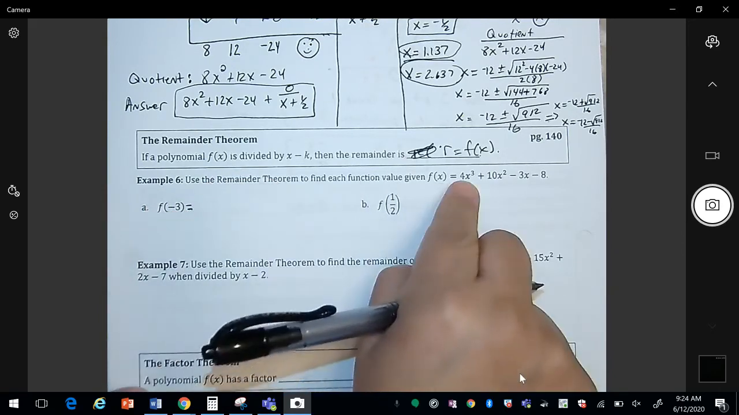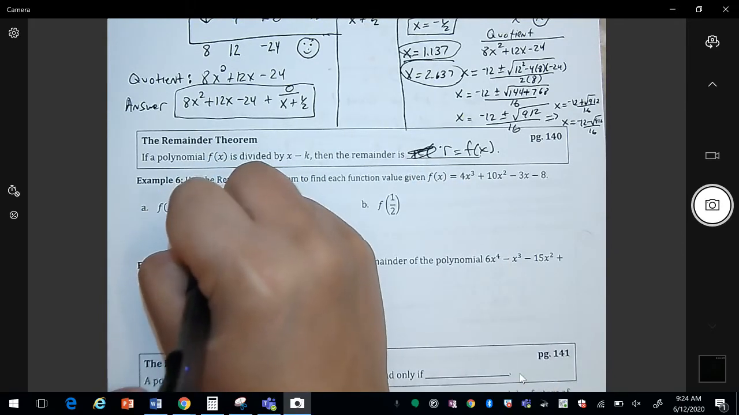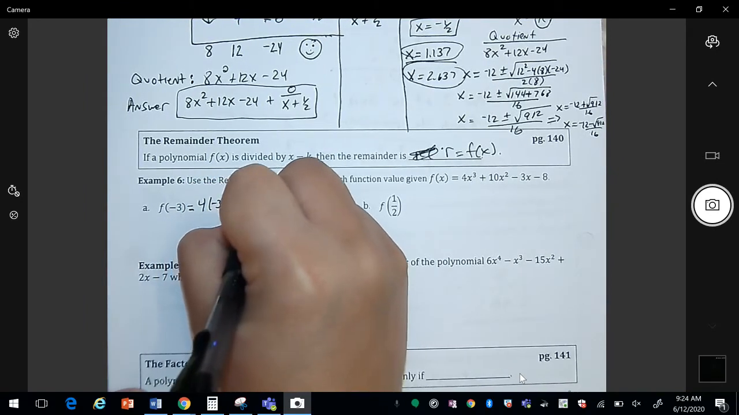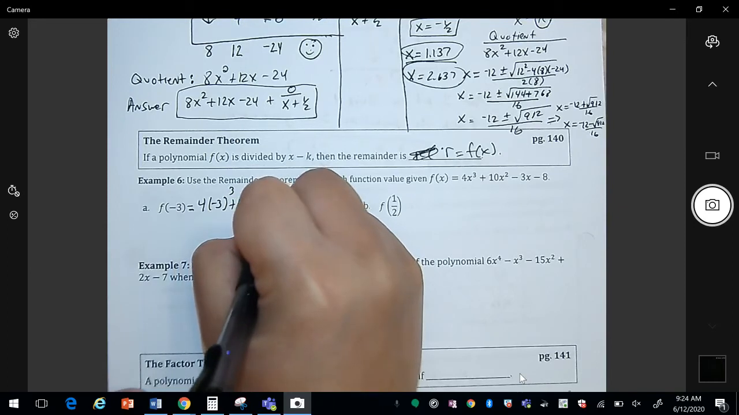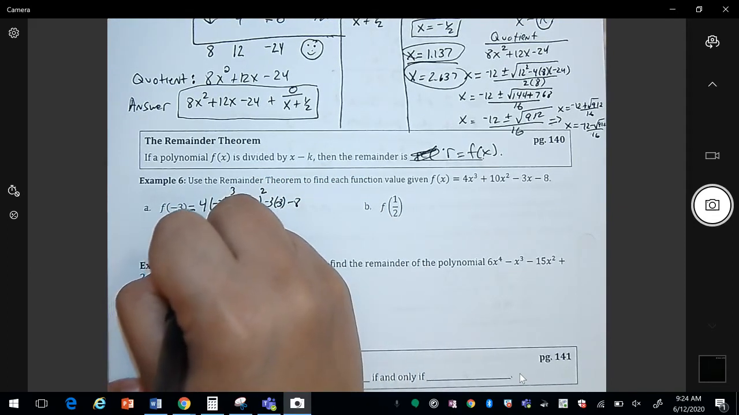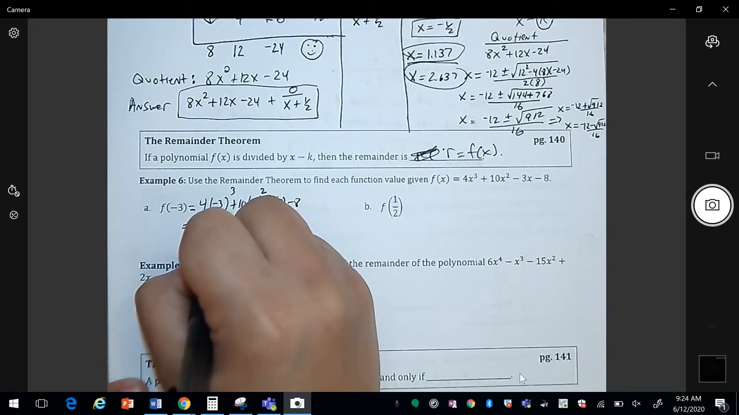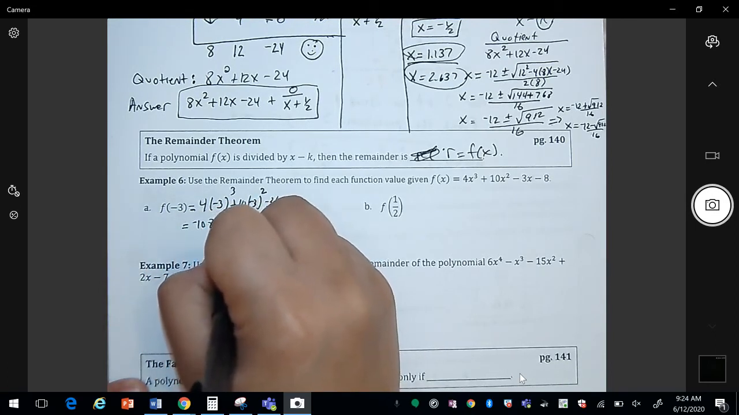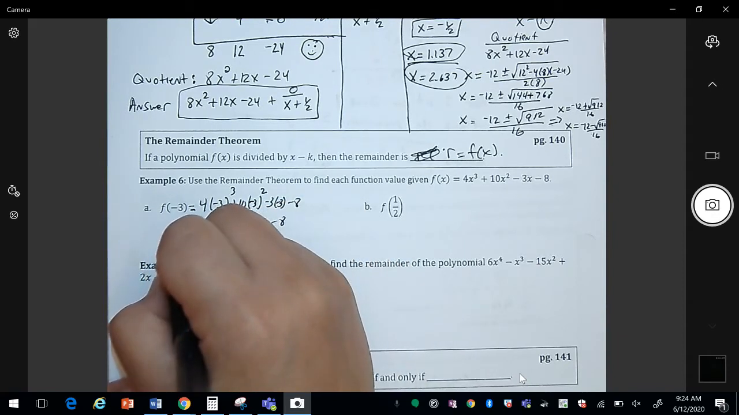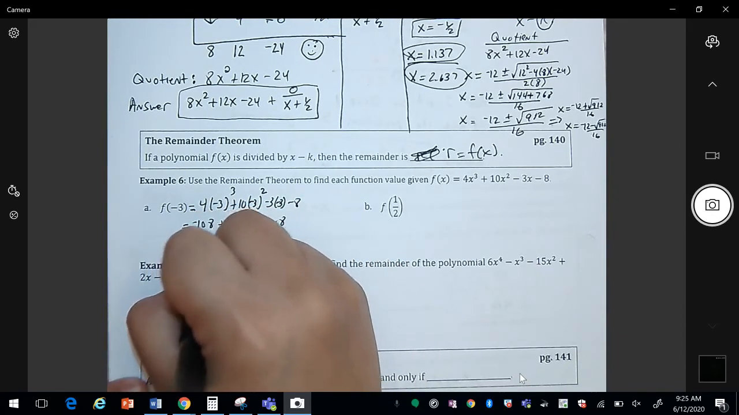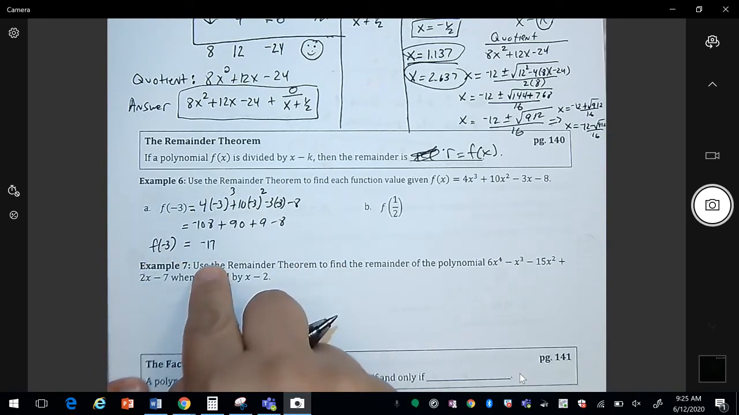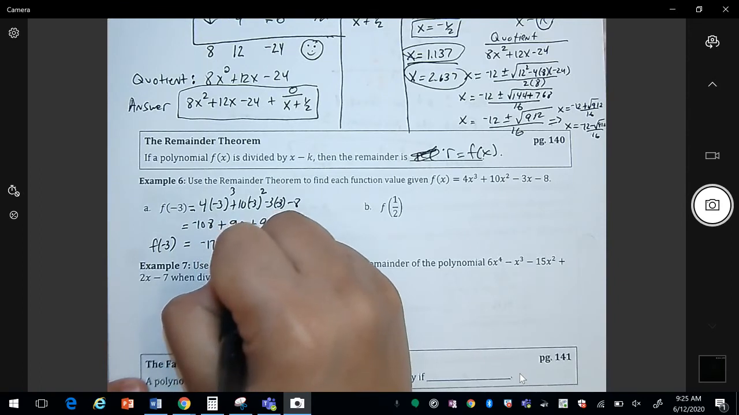So here I would plug in -3 for the x, so I'm going to have 4 times -3 cubed plus 10 times -3 squared minus 3 times -3 minus 8. So we get -108 plus 90 plus 9 minus 8. So that comes out to -17. So f of -3 is equal to -17. And so this is our remainder.